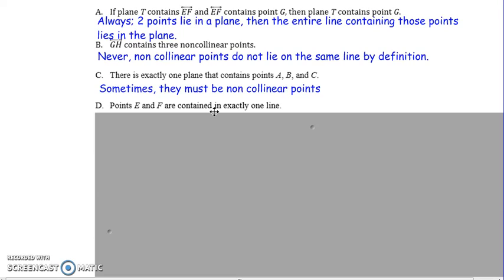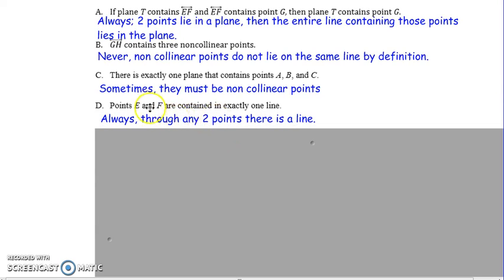E and F are contained in exactly 1 line. Well, if we think about it, how many points do we need in a line? We need 2. So if we have points E and F, then we have a line. So always: through any 2 points, there's a line.